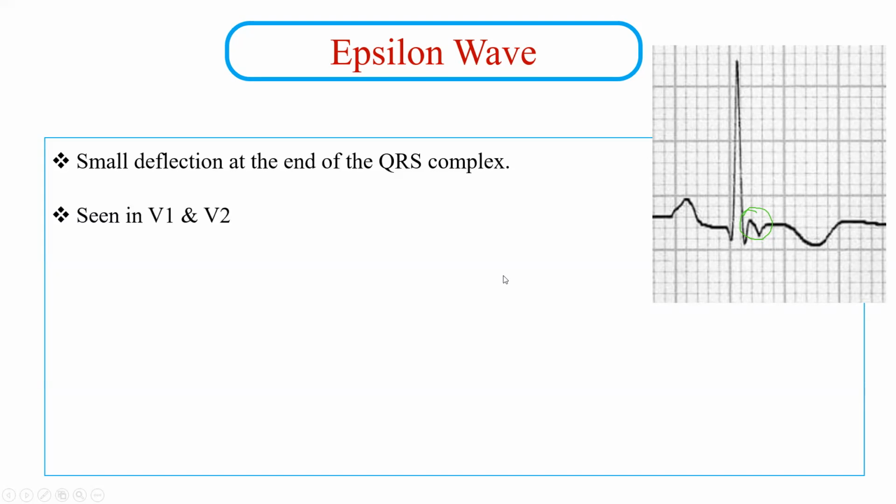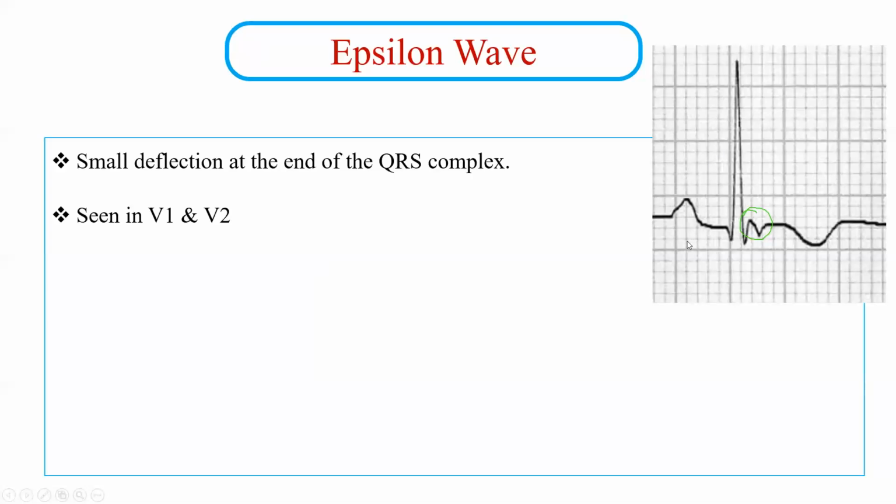On a standard 12-lead EKG, it is best seen, as I said, in V1 and V2, but usually can be seen as well in V3 and V4. So as a rule, when you want to evaluate for Epsilon wave, look at V1 to V4, which are the anterior leads. All right.